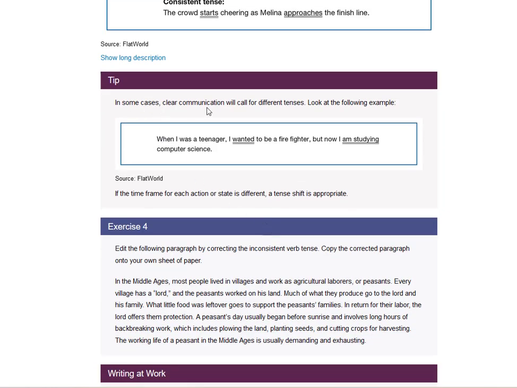In some cases, clear communication will call for different tenses. Look at the following example. When I was a teenager, I wanted to be a firefighter, but now I am studying computer science. If the time frame for each action or state is different, a tense shift is appropriate. Usually, if you're going to use different tenses in a sentence, you use some kind of contrastive coordinating conjunction or some kind of transition word which denotes that suddenly there's going to be a change in tense.